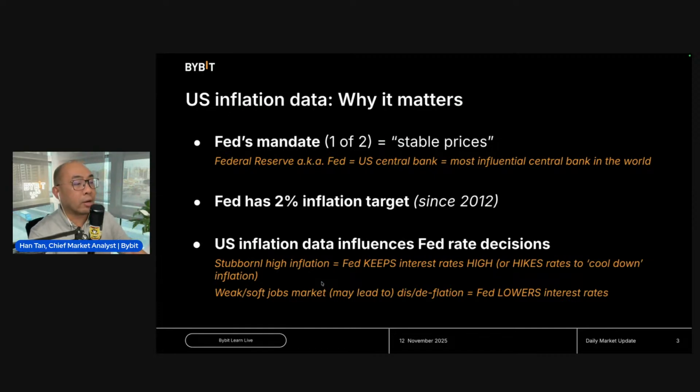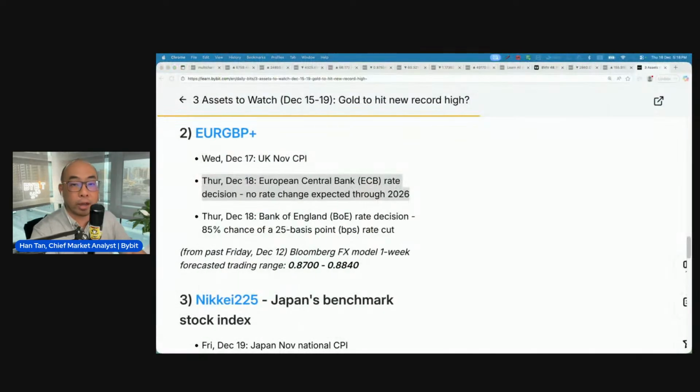Okay, so here's how this works. Stubbornly high inflation, the Fed will then keep interest rates high, i.e., they may not cut interest rates as fast as possible. As opposed to lower than expected inflation, where the Fed may lower interest rates to try and boost inflation so that they can keep their 2% target in check. That is their definition of stable prices.